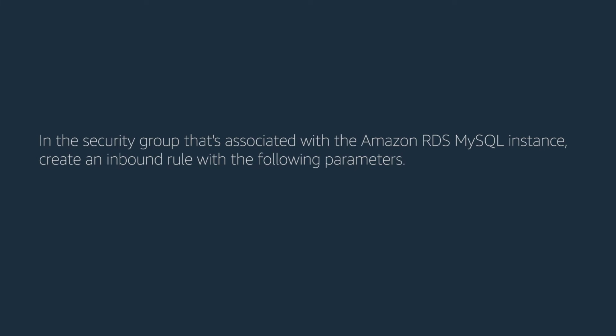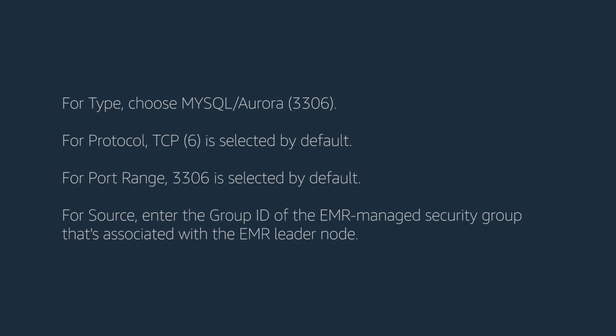In the security group that's associated with the Amazon RDS MySQL instance, create an inbound rule with the following parameters. For type, choose MySQL Aurora. For protocol, TCP is selected by default. For port range, 3306 is selected by default. For source, enter the group ID of the EMR managed security group that's associated with the EMR leader node.